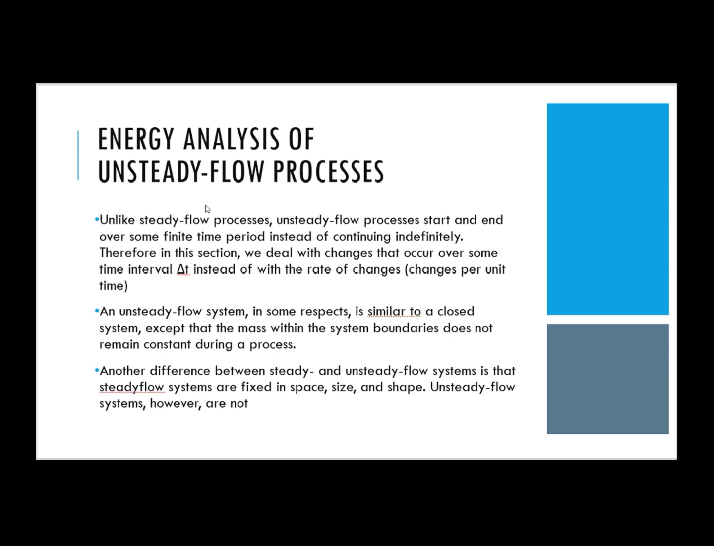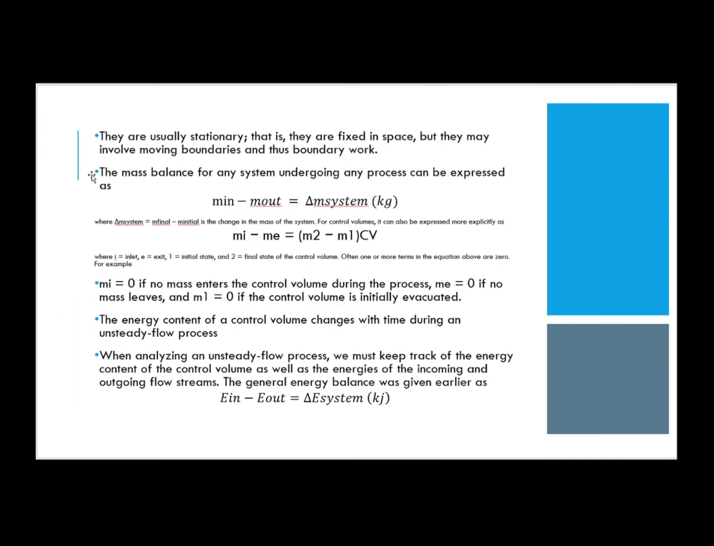An unsteady flow system in some respects is similar to a closed system, except that the mass within the system boundaries does not remain constant during the process. Another difference between steady and unsteady flow systems is that steady flow systems are fixed in space, size, and shape, which unsteady flow systems, however, are not. They are usually stationary, that is, they are fixed in space, but they may involve moving boundaries and thus boundary work.